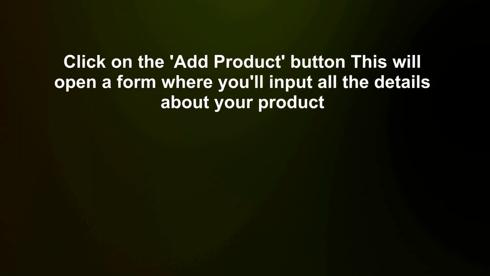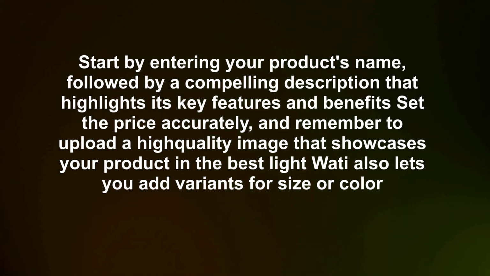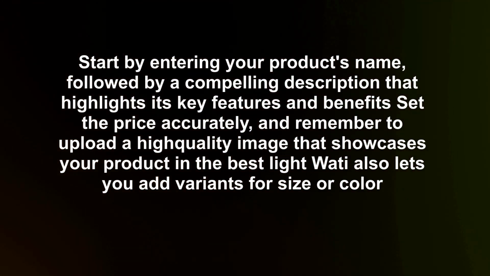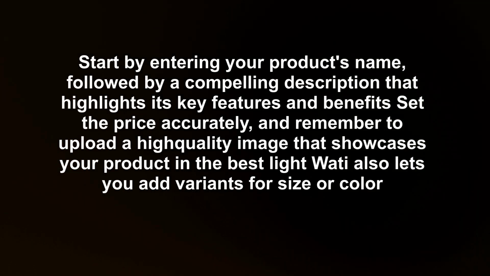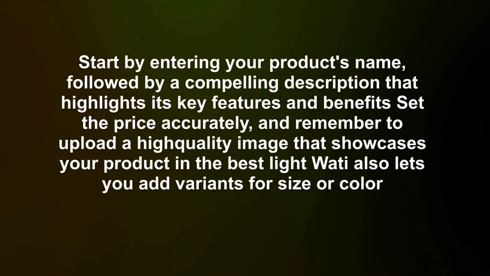Click on the Add Product button. This will open a form where you'll input all the details about your product. Start by entering your product's name, followed by a compelling description that highlights its key features and benefits. Set the price accurately. And remember to upload a high-quality image that showcases your product in the best light. Wati also lets you add variants for size or color.